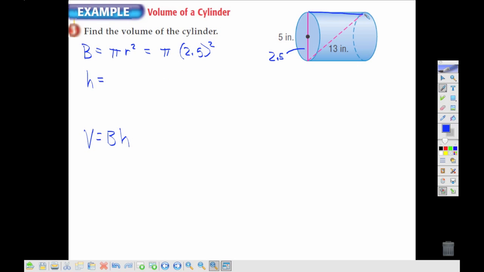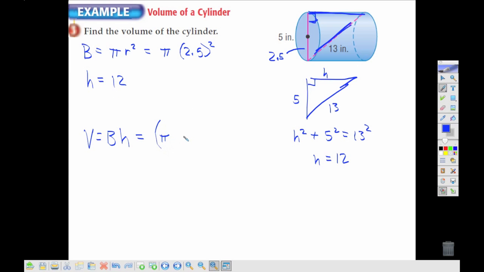The height then would be the other side. Notice we don't have that right now. The 13 that was given to us is a diagonal. But since this is a right cylinder, we would have a right triangle in here with a side of 5, a side of our height, and a 13. Again, using the Pythagorean theorem, we'll find that that h is equal to 12. So we can plug those into our formula. I'm just going to keep my base as this whole thing, pi times 2.5 squared. Plug it all into my calculator at once. Multiply that by 12, and that will give me 235.6, I'll round to the nearest tenth, and cubic inches.